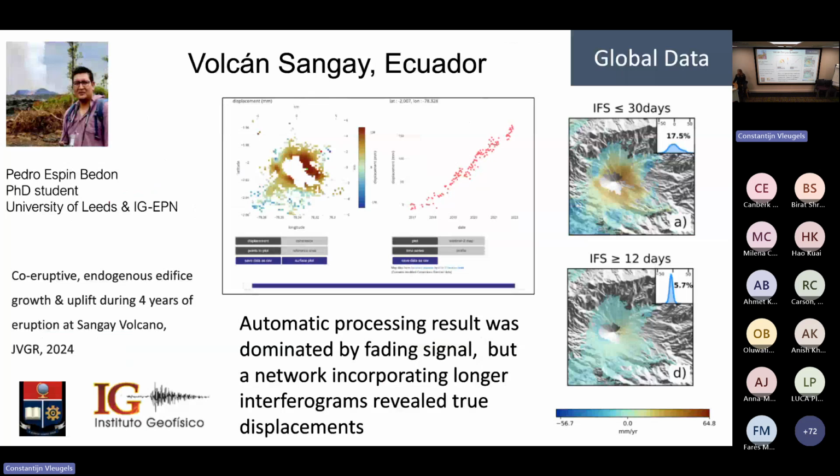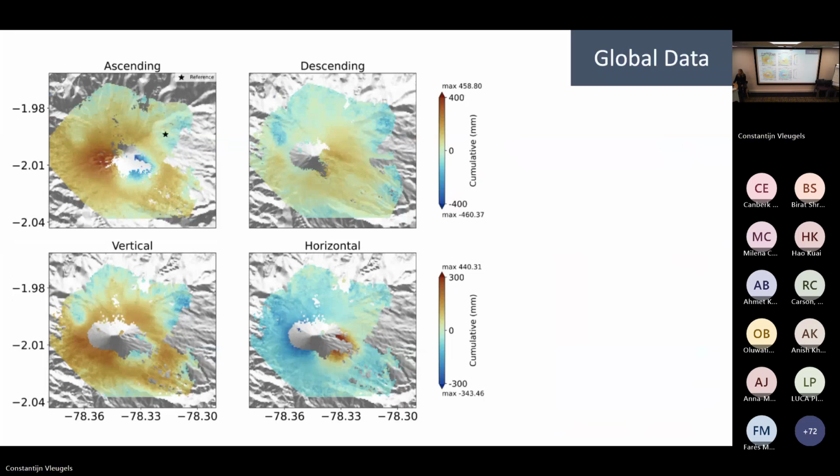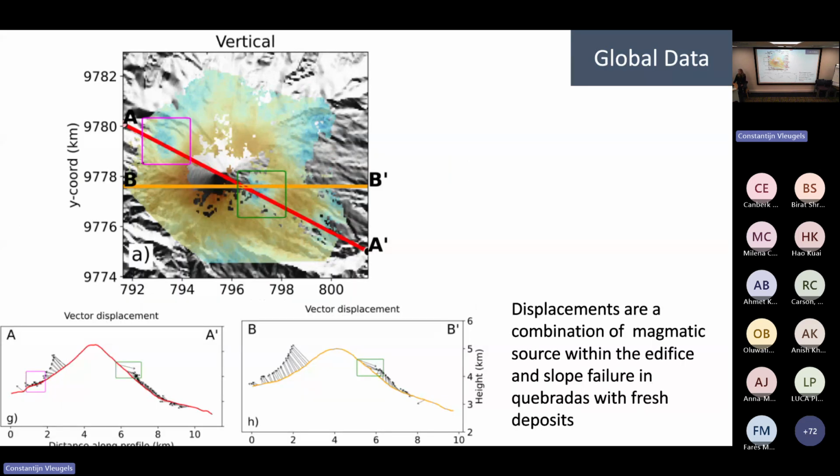So to give you an example of some of the data on the portal, this is actually from Pedro Espin's PhD work looking at Sangai. The automatically processed results that we initially had looked a little bit like this. And as a quick look, it's enough to show that there's something interesting potentially there. You had a good long-term uplift with some blips in it. But by spending more time developing a more robust network, Pedro was actually able to extend the area coherence and get a much better, more useful signal, which could be interpreted in terms of magmatic sources.